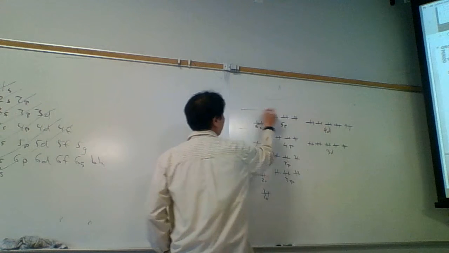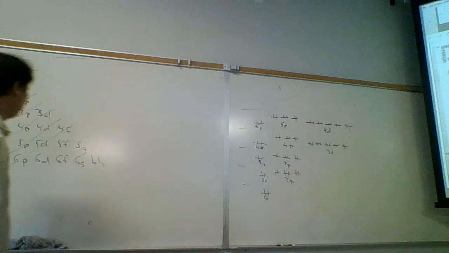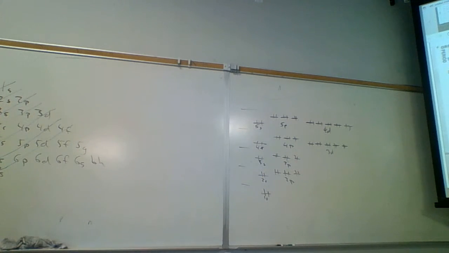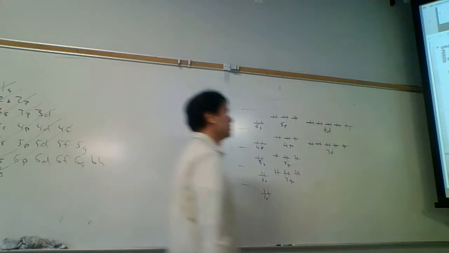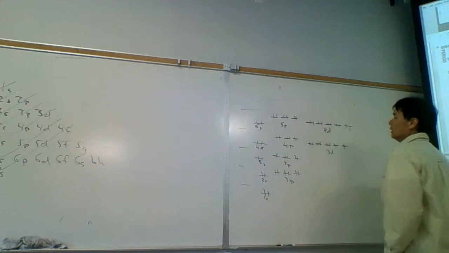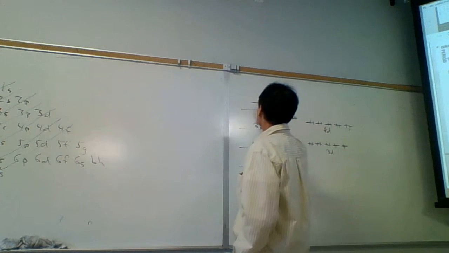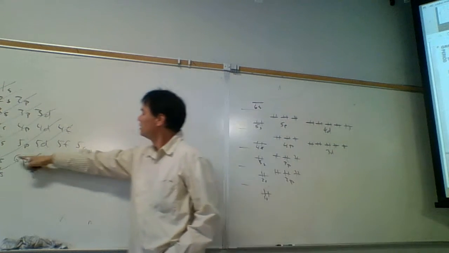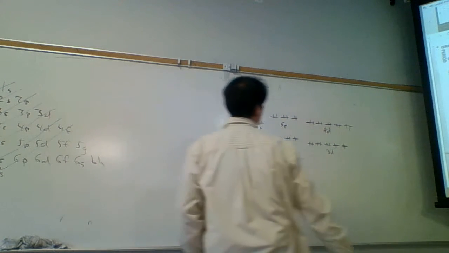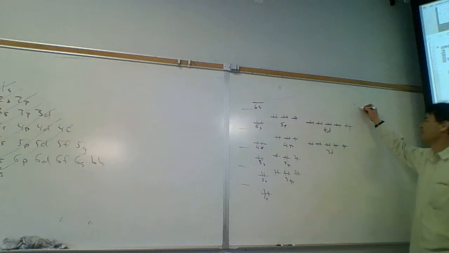All right, now we're at the sixth shell. The sixth shell is going to begin with 6s. So we see here, 6s. So we'll go 6s, and then what? 6s to 4f. Well, 4f, what is 4f?